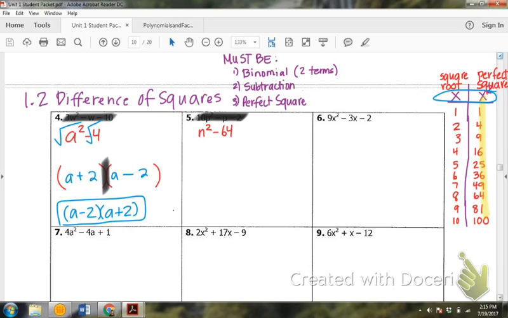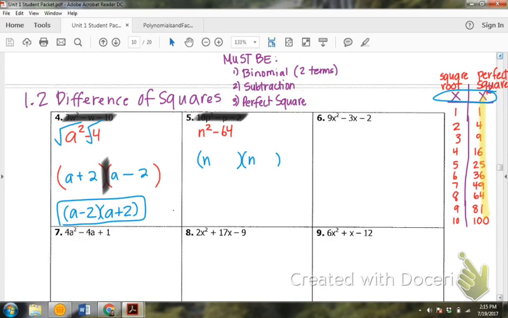Is it a binomial? Yes. Is it a subtraction problem? Yes. And are n squared and 64 both perfect squares? Yes, 64 is on our perfect square list. So the first thing I do is set up my 2 parentheses and put n in each one. N comes first, so I'm going to put n in each one of them.